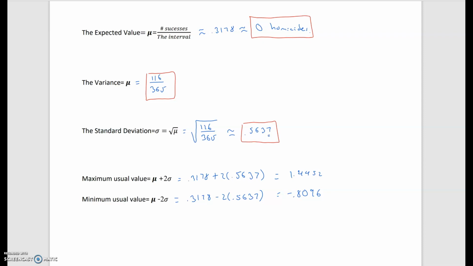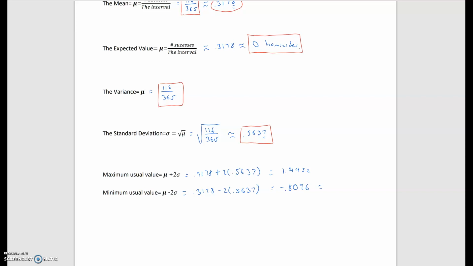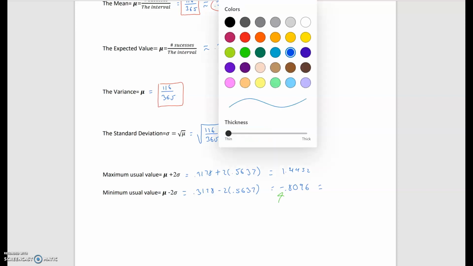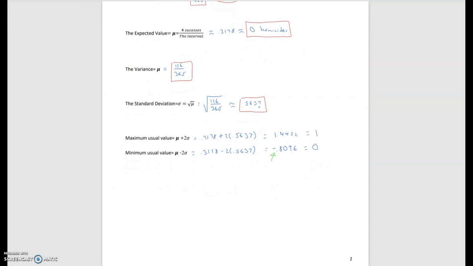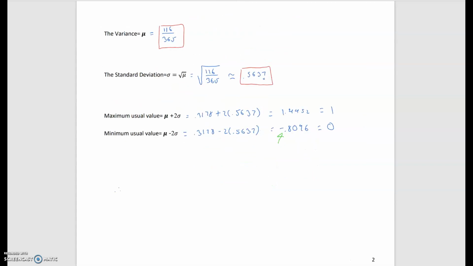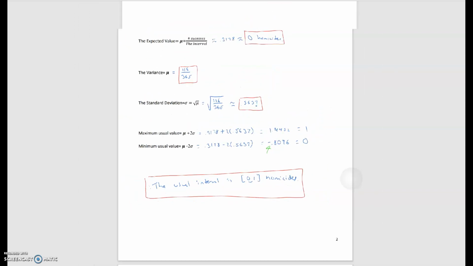Since we are going to end up with an interval, we cannot have negative homicides, so we're going to have to round to the nearest integer, in this case 0. On the maximum, it's going to be 1. And then let me just write it as a sentence. The usual interval is technically 0 to 1 homicides. Not the best unit to work with, but that's what the problem from the author is giving us.